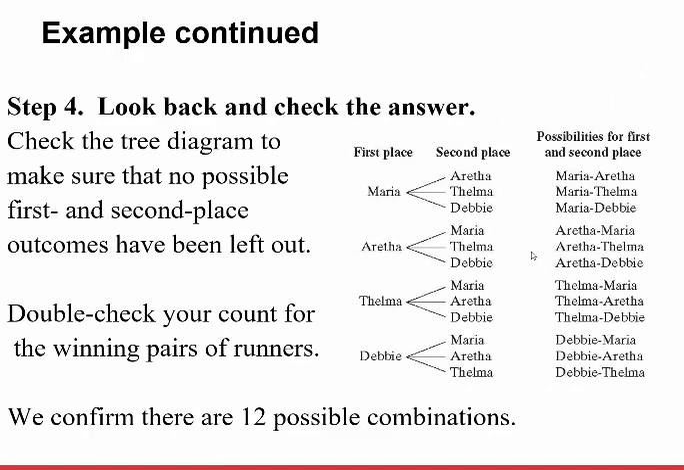So look back and check. Check the tree diagram to make sure there are no possible first and second place outcomes you have overlooked. Doesn't look like there are. Double check the count for the winning pairs of runners, like make sure you didn't double count. Looking at it holistically and in the aggregate, we can see there are 12 possible combinations. All right.